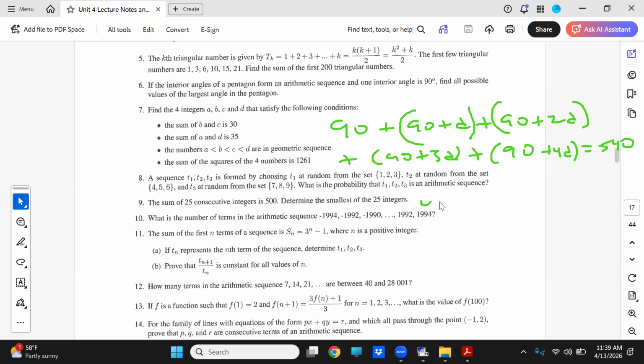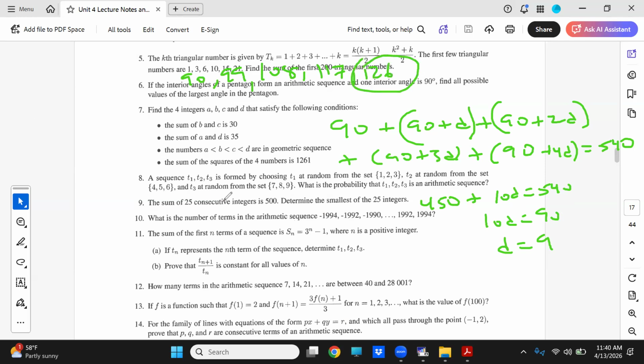So you get 450 plus, that's gonna be what? 10D. So it's 10D equals 90. So D is 9. So you could have 90, 99, 108, 117, and 126, which should be fine. The largest angle is 126, right?